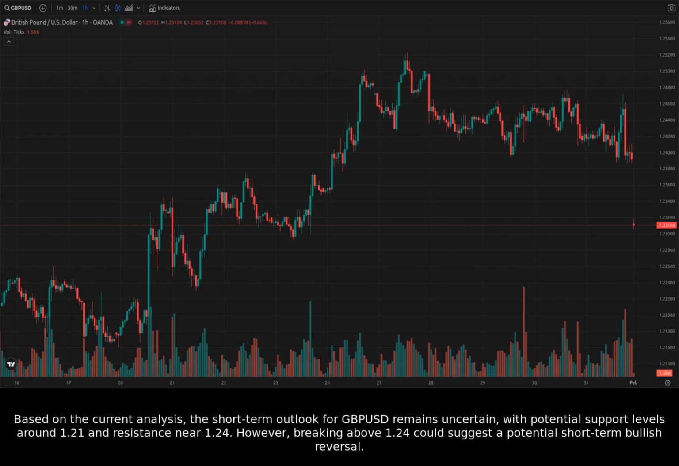Based on the current analysis, the short-term outlook for GBPUSD remains uncertain, with potential support levels around 1.21 and resistance near 1.24. However, breaking above 1.24 could suggest a potential short-term bullish reversal.